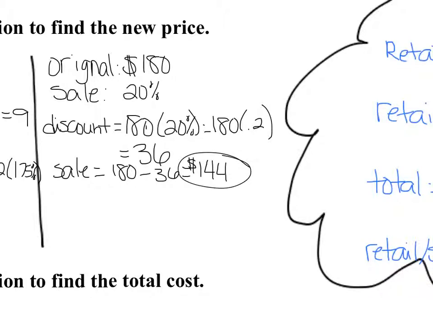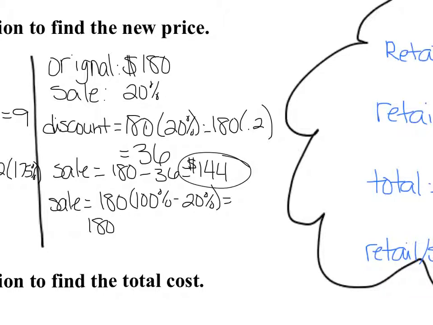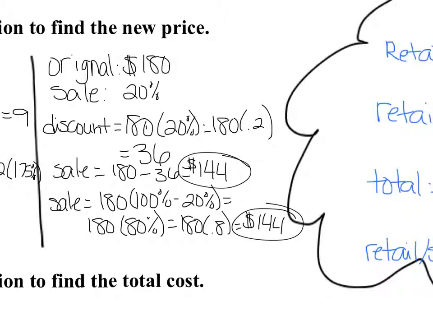Now if we do this in the one-step formula, we can find the sale price by taking my original, multiplying it by 100% minus my sale. So we're going to take 180 times 80%, which is 180 times 8/10. You're still going to get $144. It's just in one step.